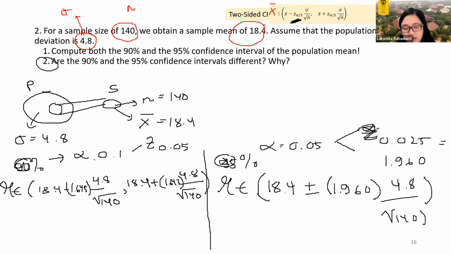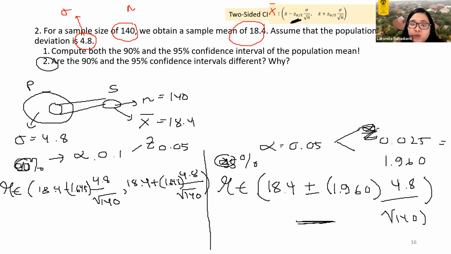And for the second question, are they the same? Obviously not. They will be different. It goes back to the explanation that I gave in the very beginning. Since I use different levels of confidence, that means I'm declaring that 90% of the time I will be correct, or 95% of the time I will be correct. If I claim more, like in the case of 95%, that means I have to be sure that 95% of the time, the interval that I constructed will indeed contain the actual population mean.